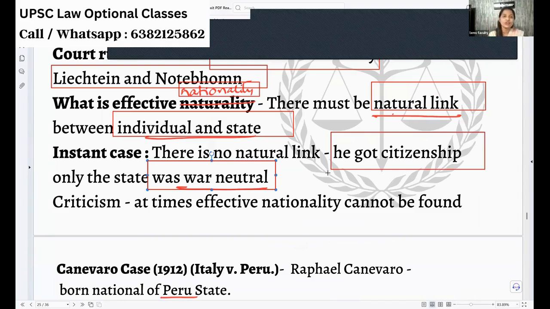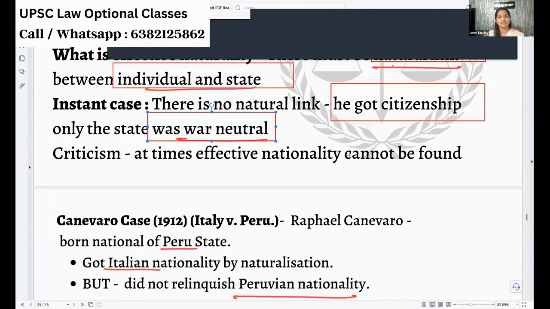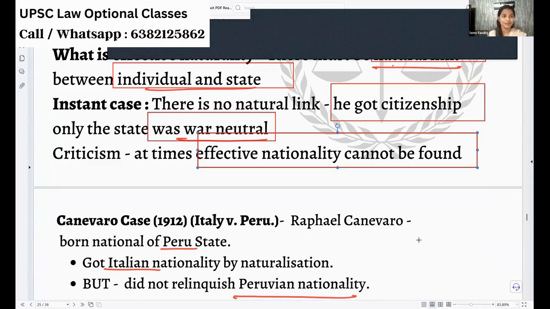So he is not a citizen of Liechtenstein. That's why Liechtenstein cannot sue for damages for the illegal arrest of this Nottebohm. That was the ruling. But the criticism of this principle is that effective nationality cannot always be found. It will be confusing. But this is one test that we have. To find out the nationality of a particular person, we can use the test of effective nationality propounded in this Nottebohm case. Nottebohm's case is very important.